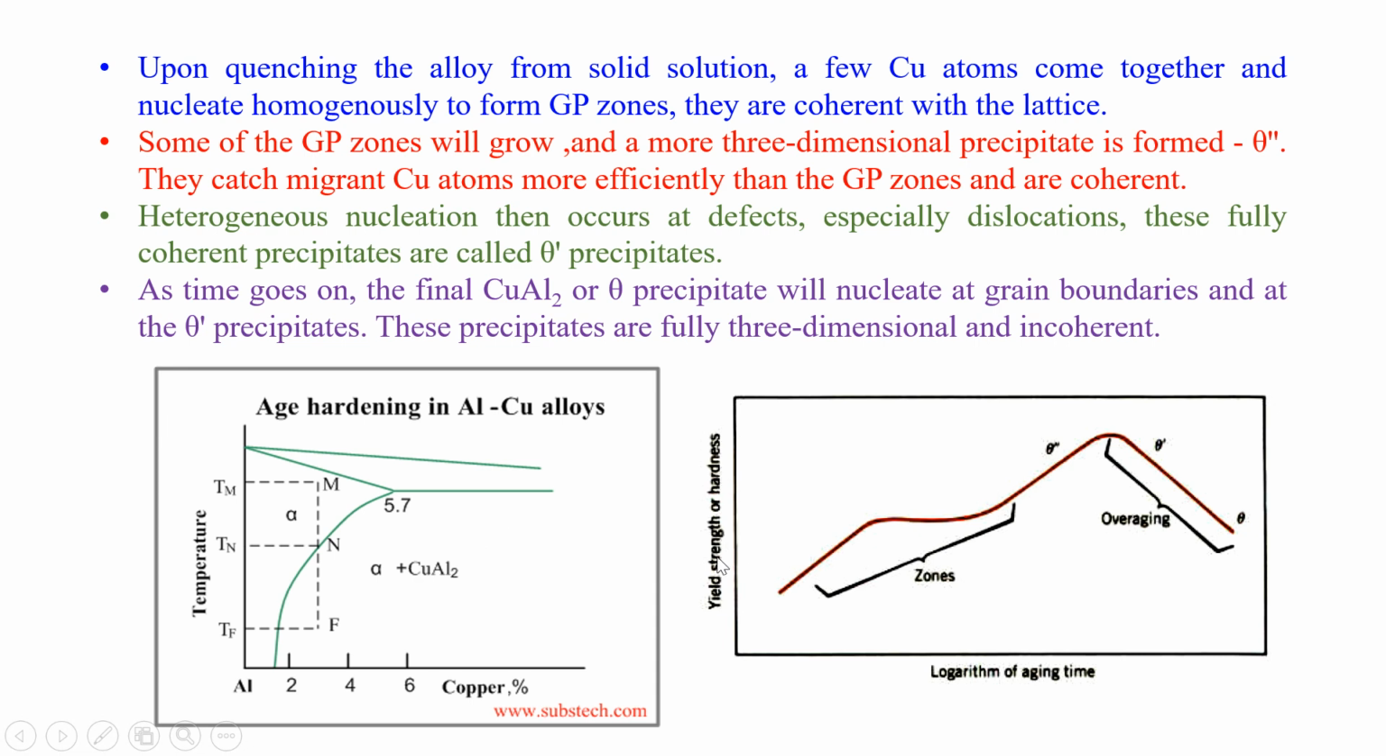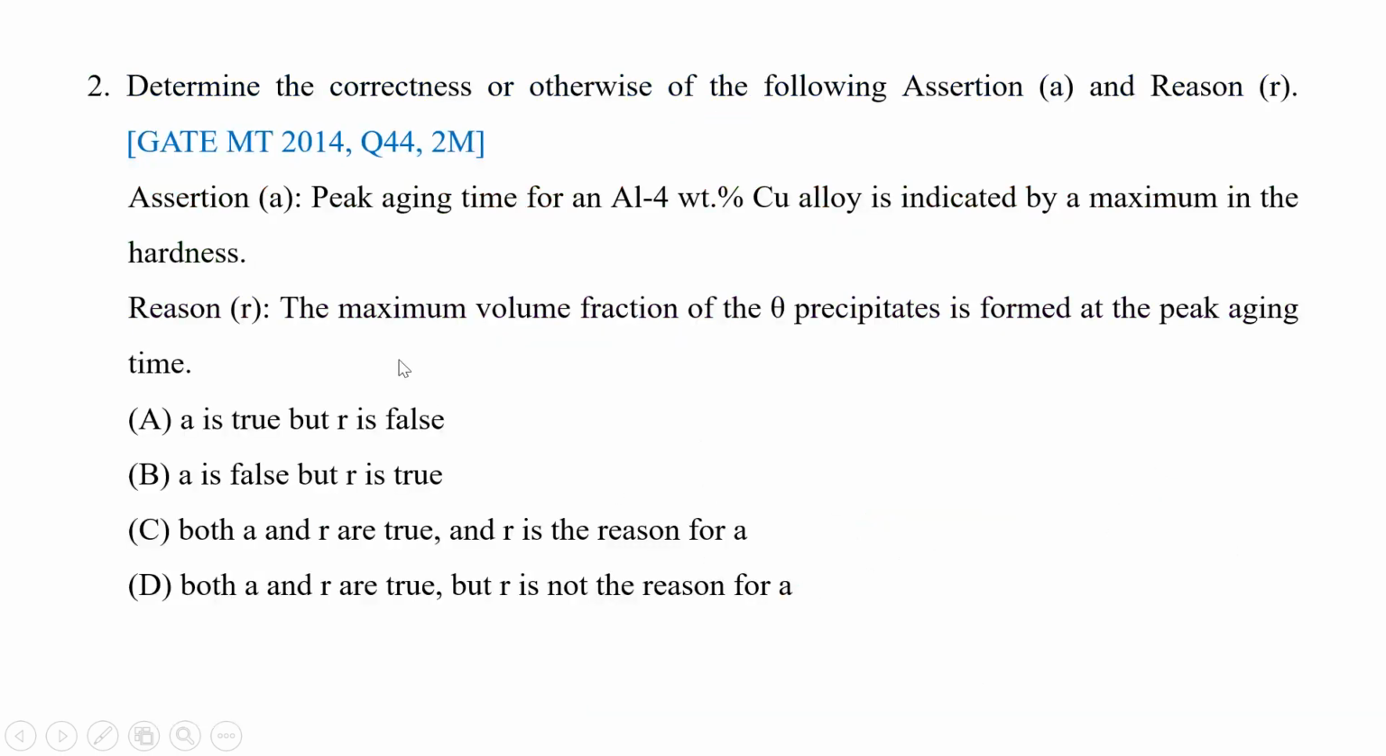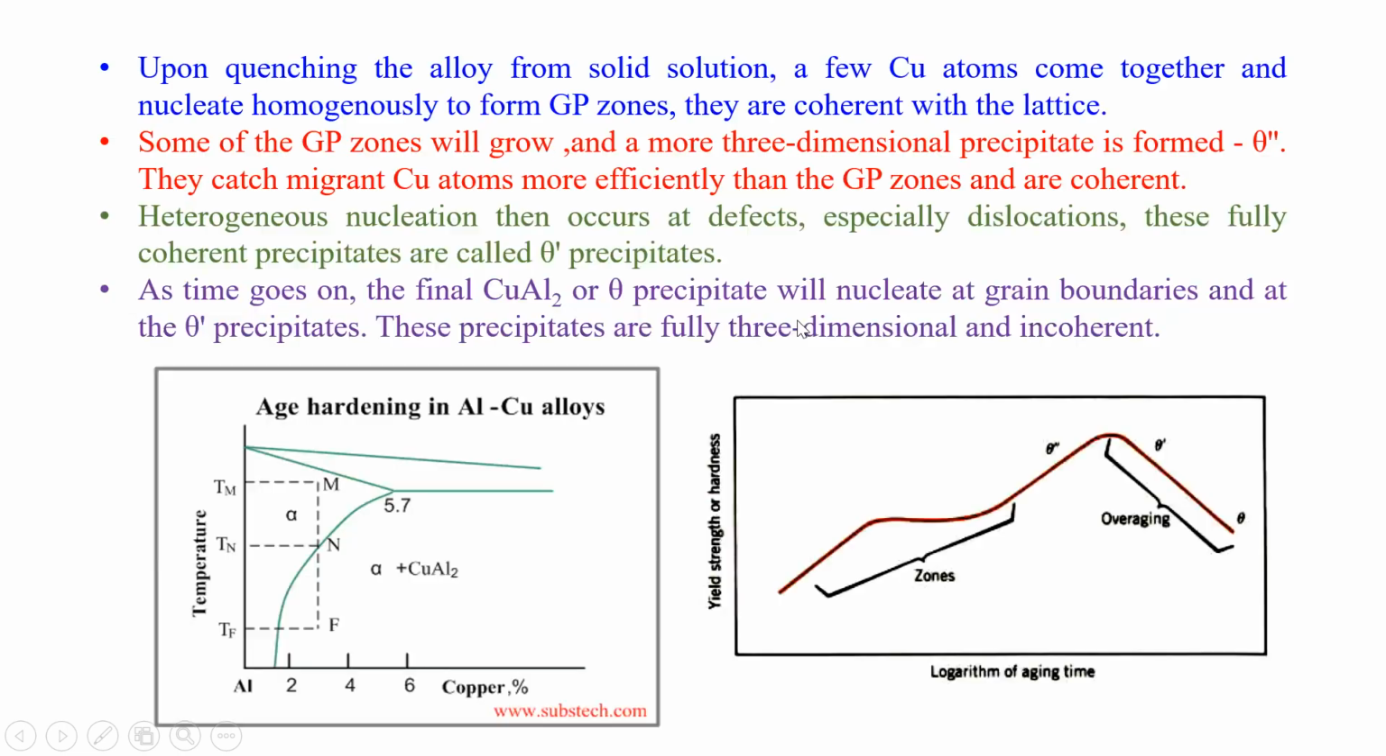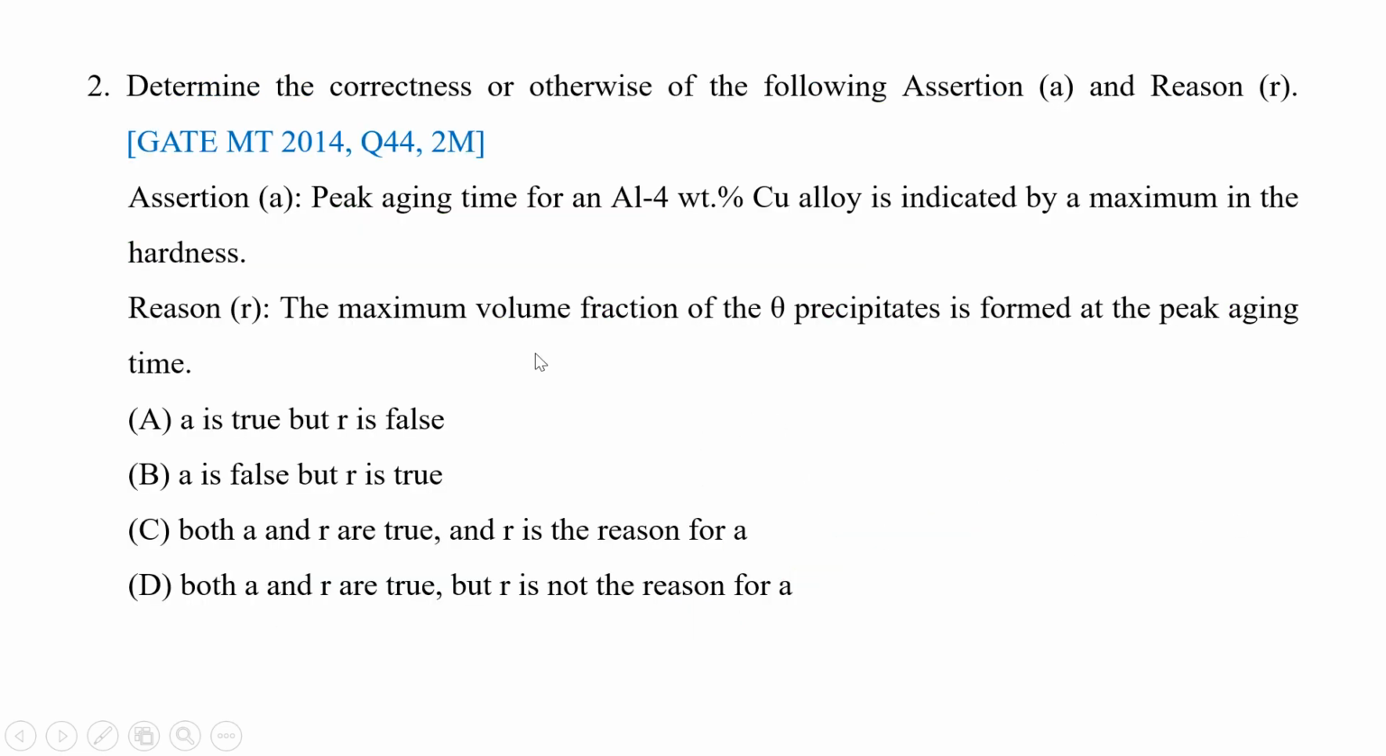Now next is the reason why they are measured with yield strength, or why there is maximum hardness at maximum aging. If you see here, the maximum yield strength or maximum hardness occurs somewhere between theta double prime and theta single prime. Usually we say it is about theta single prime, but actually it lies between theta double prime and theta single prime. But in our case, they are saying that the maximum volume fraction of theta precipitates is formed at the peak aging time. But at theta, the material has actually overaged, like after reaching maximum hardness, it is losing its required property.